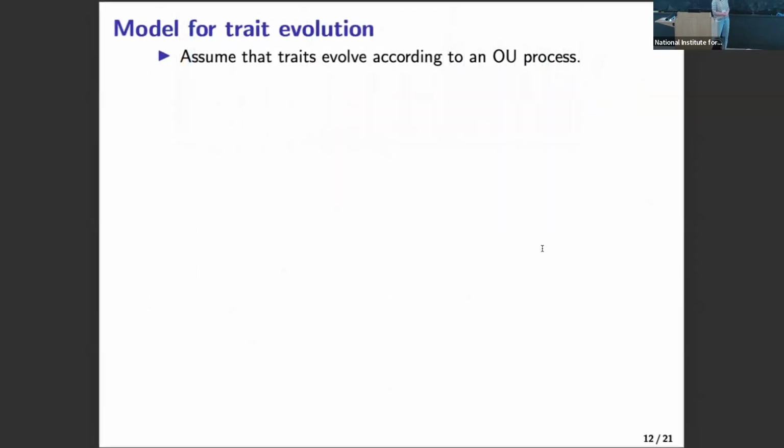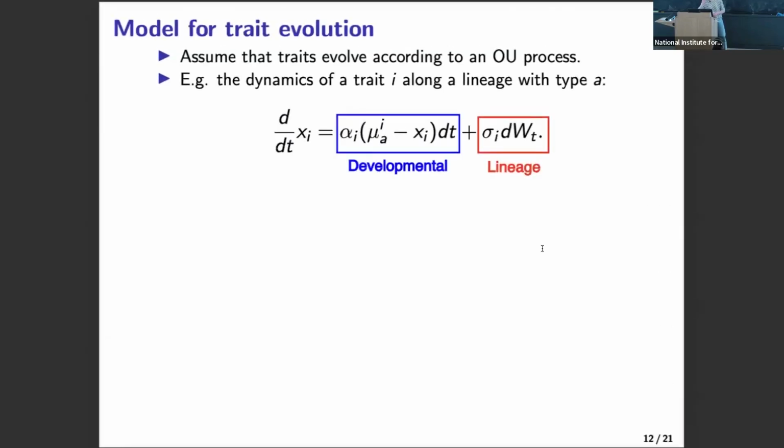Okay, so I wanted to develop a model for trait evolution to help understand this and maybe just help illustrate the point that this is not guaranteed. So I assume that traits evolve according to an Ornstein-Uhlenbeck process. And the point here is just that we have a developmental signal and a lineage signal, and we want to find out how these interact. And that this is trait dependent, gene dependent, and also cell type dependent.